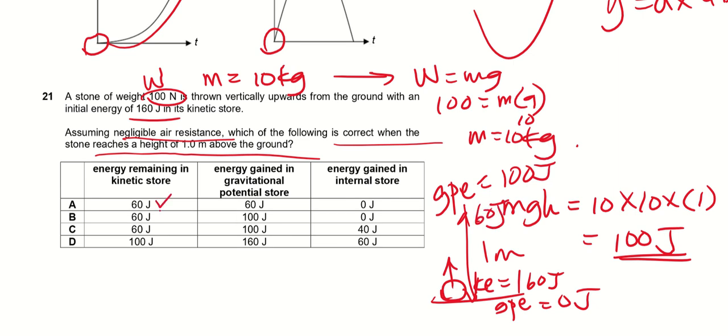So remaining 60. Energy gain in GPE is 100. Energy gain in internal store is 0. Why? Because there is no air resistance. Okay, so answer is B.